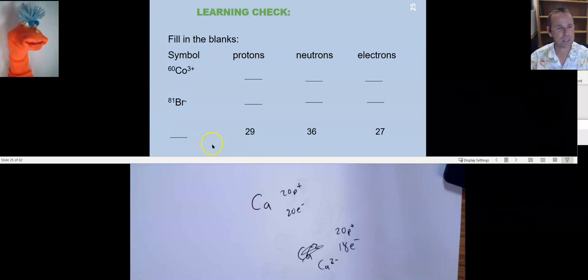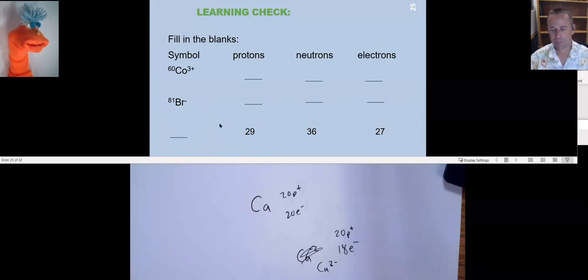Excellent. All right, so now with you and your neighbor, or if you're alone, fill out this table. Push pause, fill it out, identify the number of protons, neutrons, and electrons in these different species. From the given information here, identify what this missing symbol is, okay? Push pause, take your time to do it. All right, hopefully you got it done.